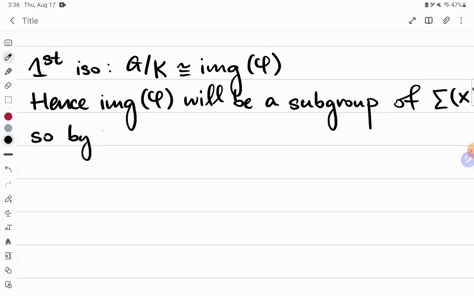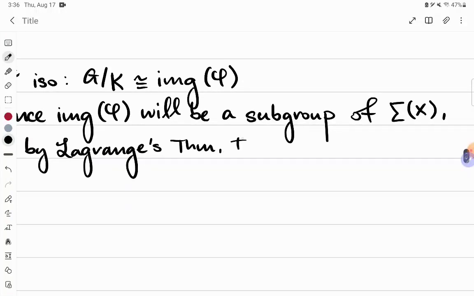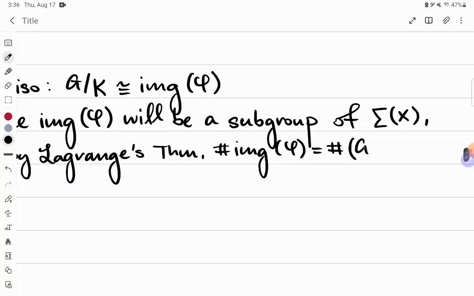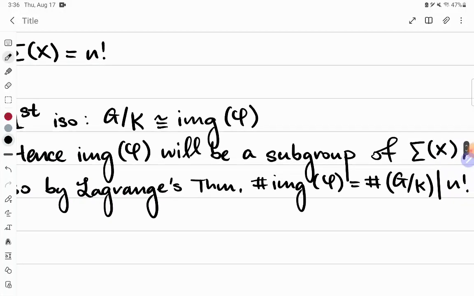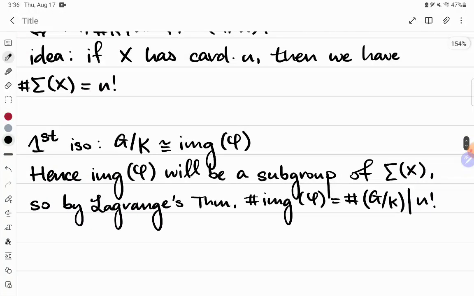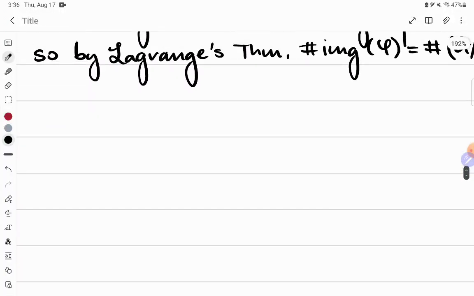So by Lagrange's theorem on sizes of subgroups, its cardinality, which is actually equal to that of G mod K, divides n factorial. That is, it divides that of sigma of X. So this is how we are going to proceed. And we are now going to furnish the set X.